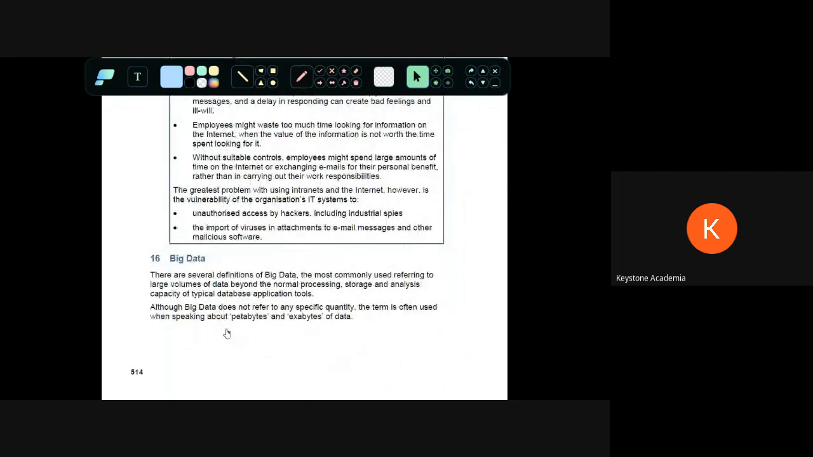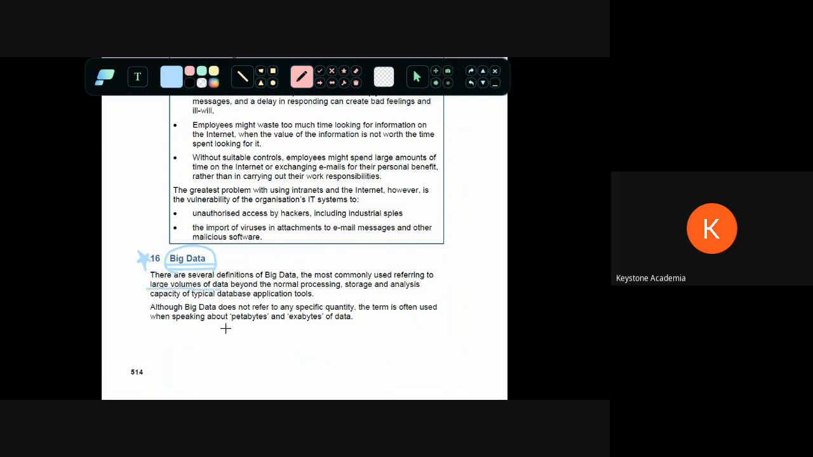Have you done this in operation level? Which one? Big data. Yeah. Do you know what is big data? Big data, yes. It's like, how do I explain this? Big data, as the name suggests, it's a large volume of data.